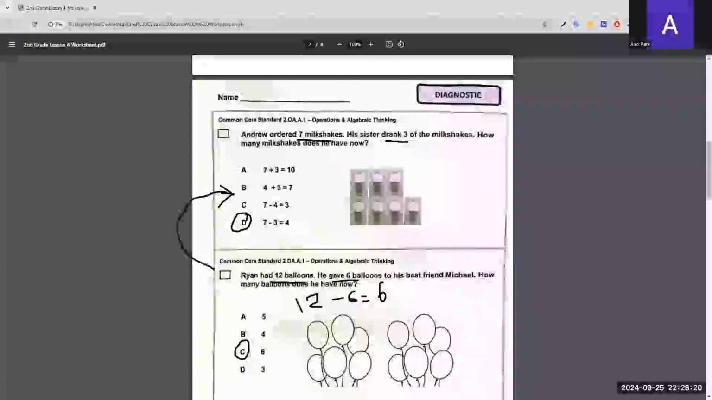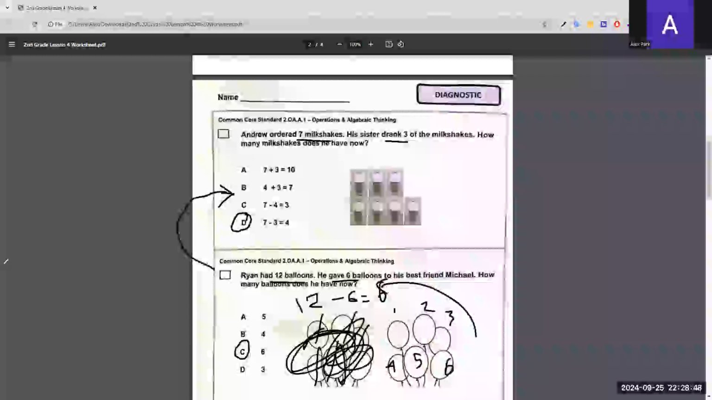And another way to think about it using this picture is you have 12 total balloons here in this picture, right? He gave away 6, so we're going to cross off 6 balloons. 1, 2, 3, 4, 5, 6. So we can just ignore all these balloons here and just count how many balloons we have left. 1, 2, 3, 4, 5, 6 balloons. We have 6 balloons now. So that matches up with this equation right here.